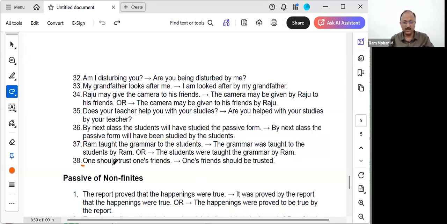And see here, the last sentence. One should trust one's friend. This is the meaning of friendship, correct? No? One should trust one's friends. What will it read? One's friends is the object, so it will become the subject. One's friends should be trusted. One's friend should be trusted. That means we should trust our friends. Correct? No?